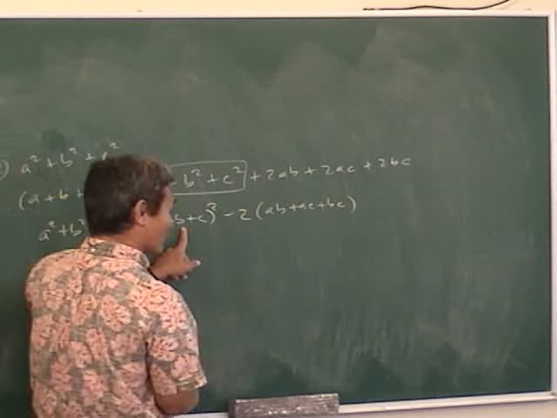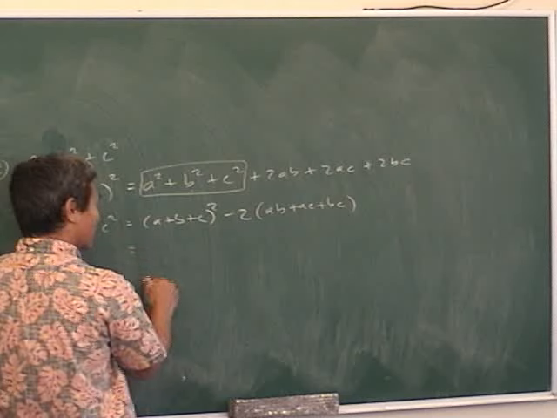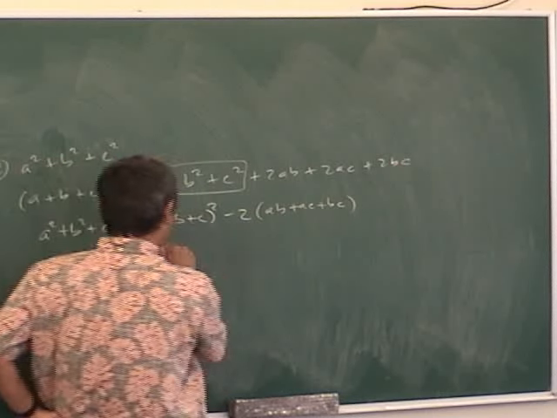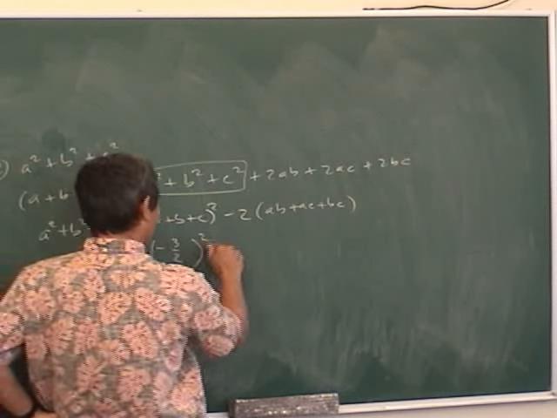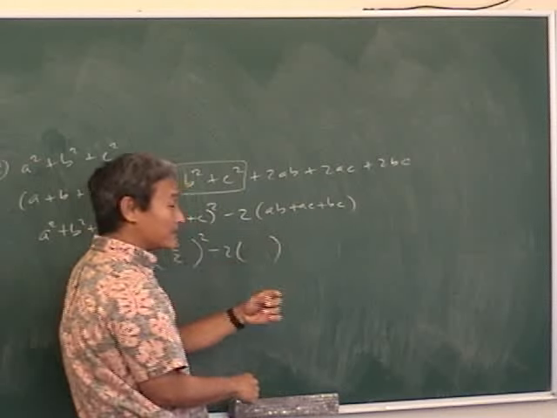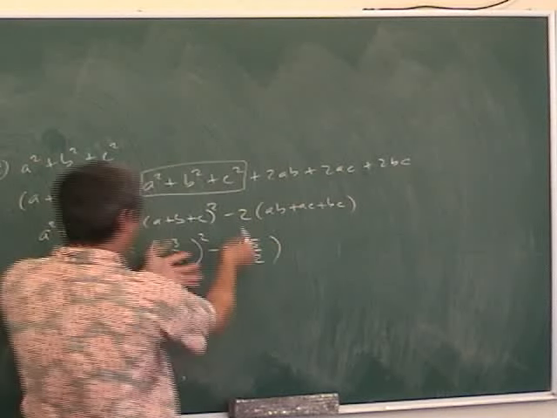Do I know what this is? What is a plus b plus c? I had it written right here. Negative 3 halves. What is ab plus ac plus bc? That was 5 halves. Boom, there's your answer.